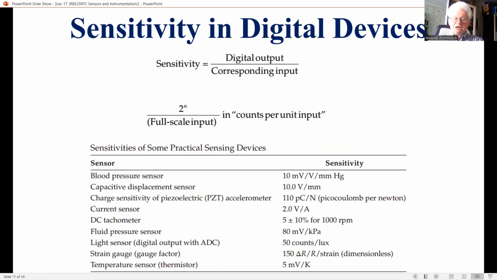Digital devices generate digital output. They include devices that generate pulses or counts, or those with a built-in analog-to-digital converter, ADC. Sensitivity of any digital device can be represented in the usual manner, specifically as in this expression: sensitivity is proportional to the digital output and inversely proportional to the corresponding input. More commonly, the input is analog, but digital input can be accommodated in the same definition.